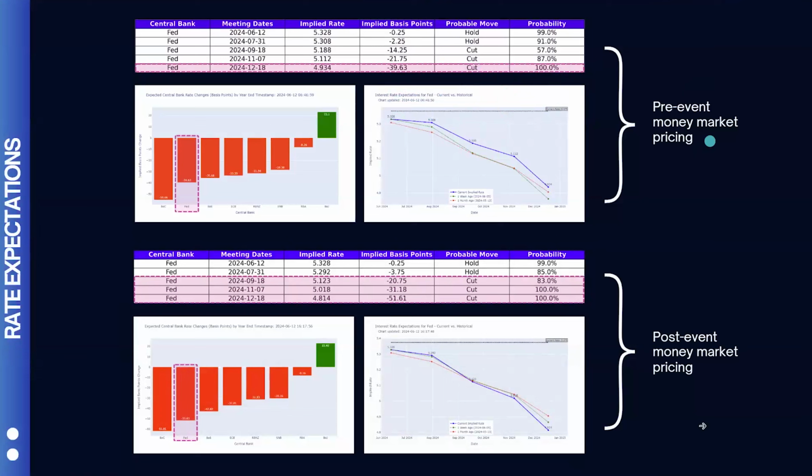And looking at the pre and the post event money market pricing here, we can see that the markets went from pricing in just an 87% probability for a November cut to fully pricing in a November cut, meaning that the markets went from expecting just 39 basis points worth of cuts to expecting 2 fully priced cuts by the end of the year. For those of you who don't know, these types of shifts in money market expectations for rates, they are very, very meaningful for markets.